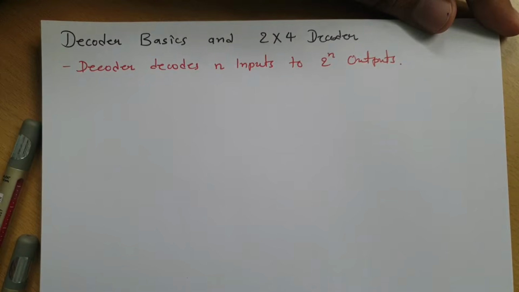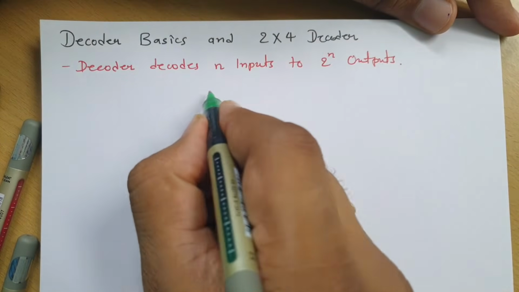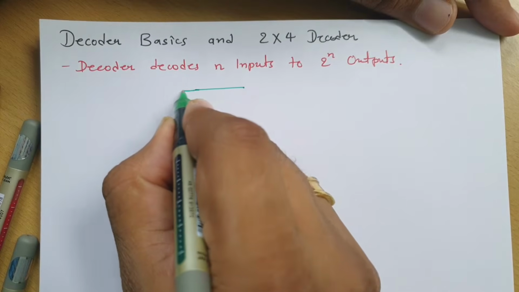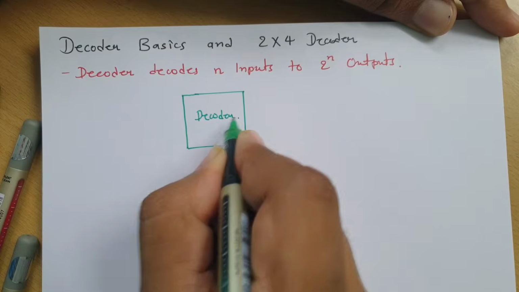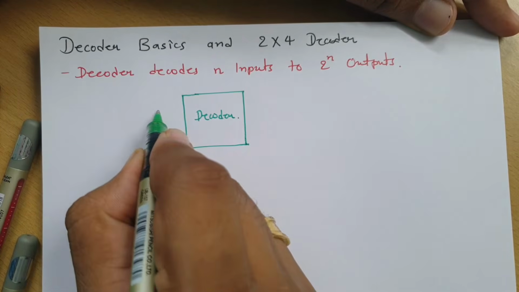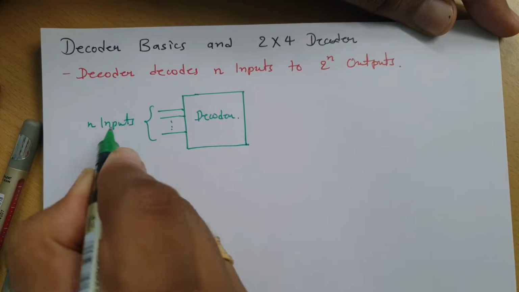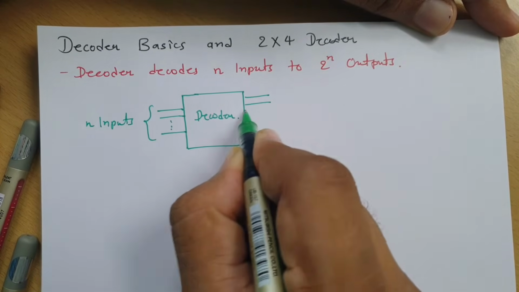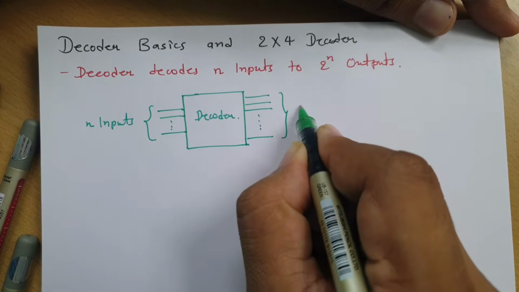So let us try to understand this by circuit, how it decodes, so it will be more clear to all of you. See, if I say I have one decoder circuit over here, and in this decoder I have n inputs, then you will find there are 2 to the power n outputs.